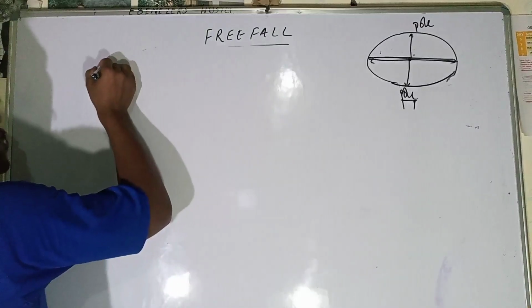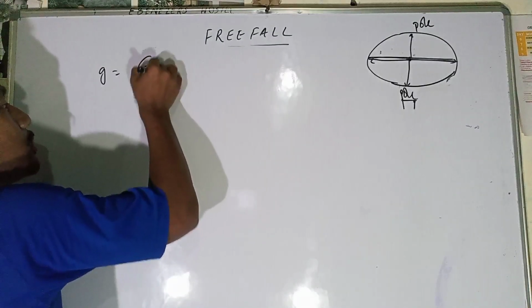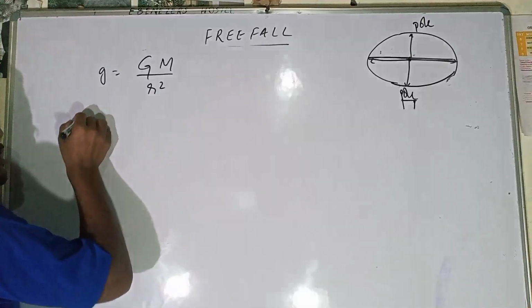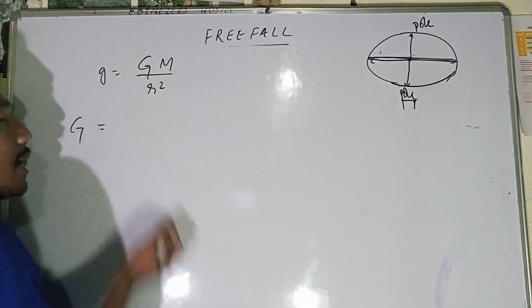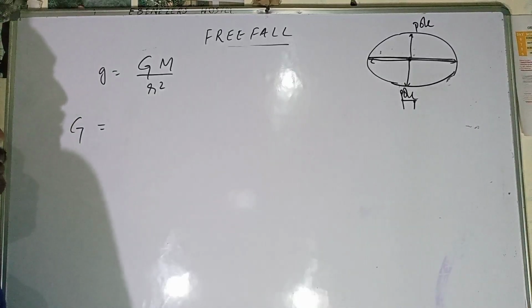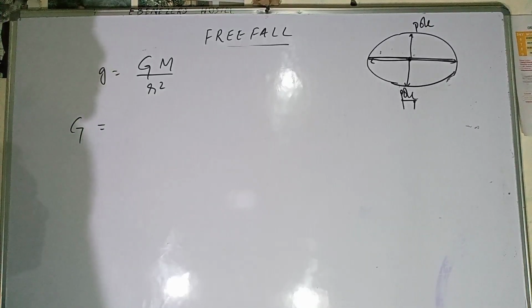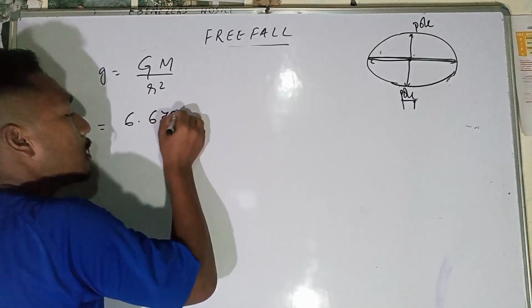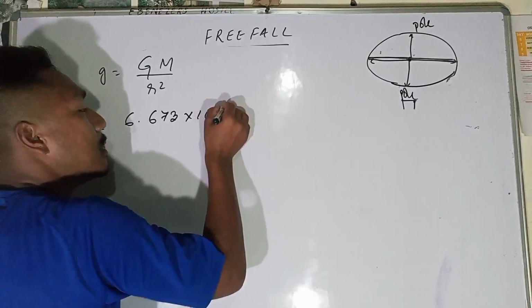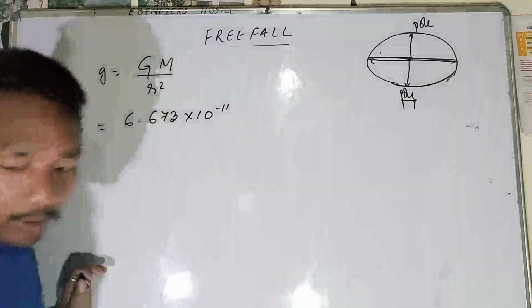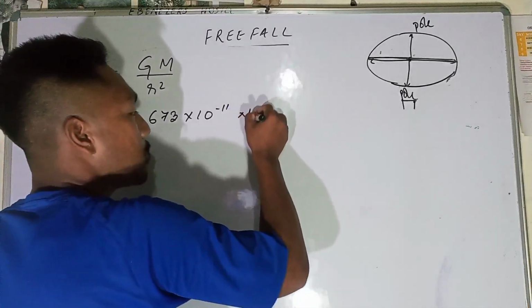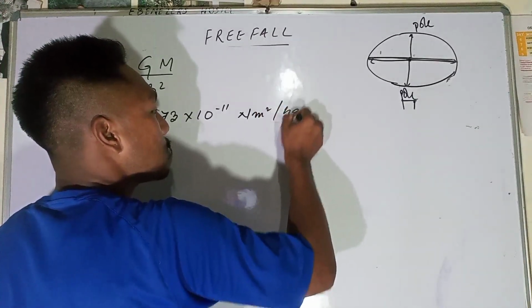So here is our g. We know what g is: g is capital G into capital M divided by R squared. And what is capital G? Capital G is the gravitational proportionality constant. The value of this is 6.673 into 10 to the power minus 11. Its SI unit is Newton meter squared per kg squared.